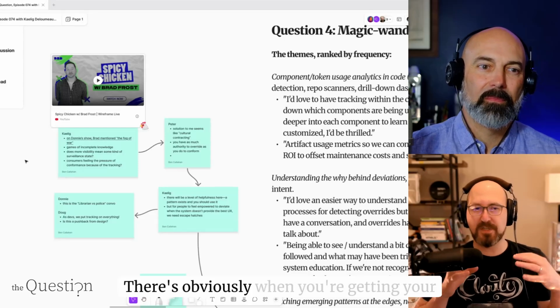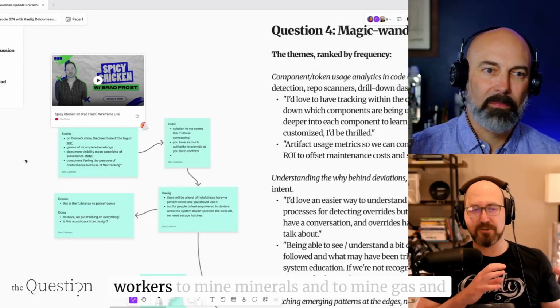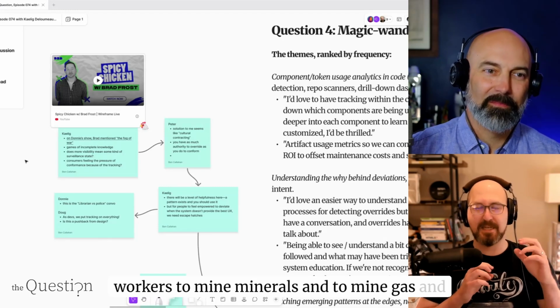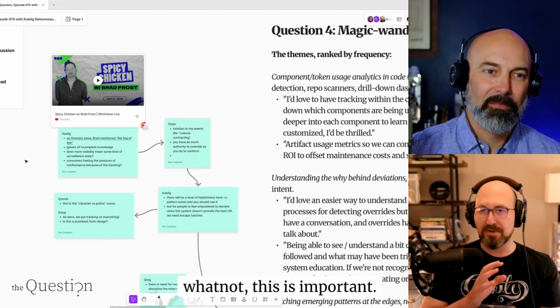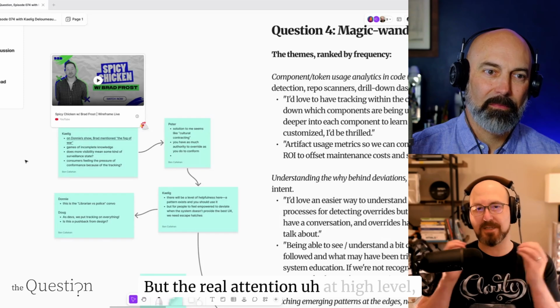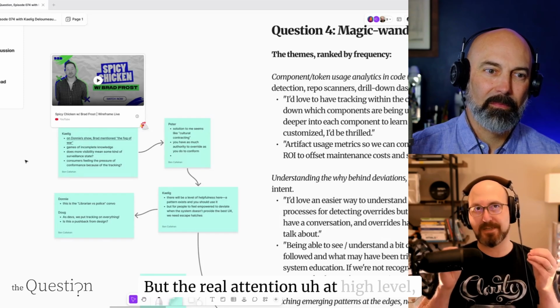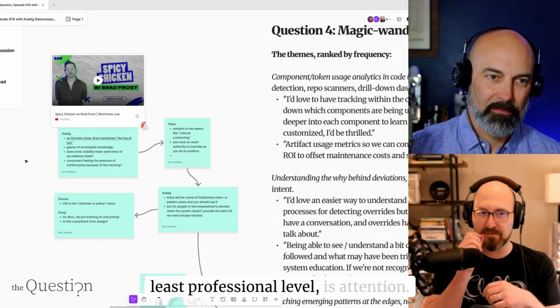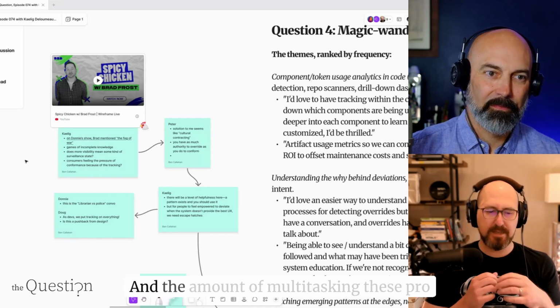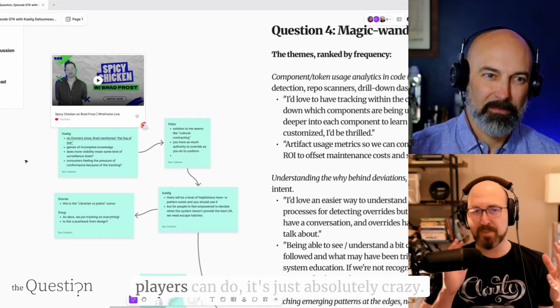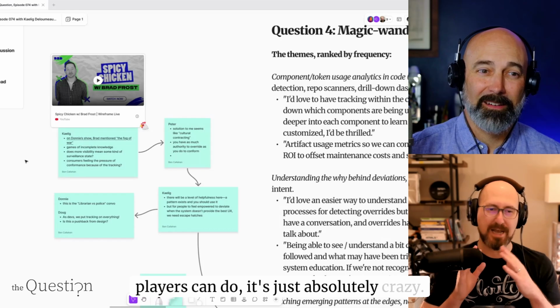Yeah. There's obviously, when you're getting your workers to mine minerals and to mine gas and whatnot, this is important. But the real attention, at high level, at least at professional level, is attention. And the amount of multitasking these pro players can do, it's just absolutely crazy.